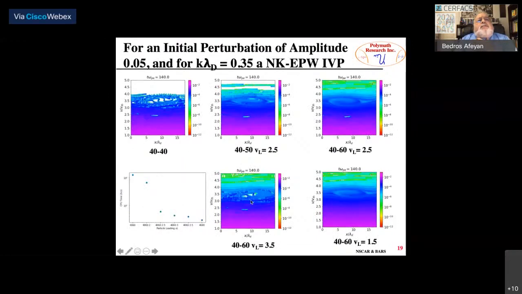The thing on the left uses 10 to the 4 particles in the bulk and in the tail, and the thing in the bottom right uses 10 to the 6 particles, which means it's much more expensive. But what's up here is one that uses 10 to the 6 in the tail and 10 to the 4 in the bulk, which is 100 times cheaper than this, but it's just as accurate.